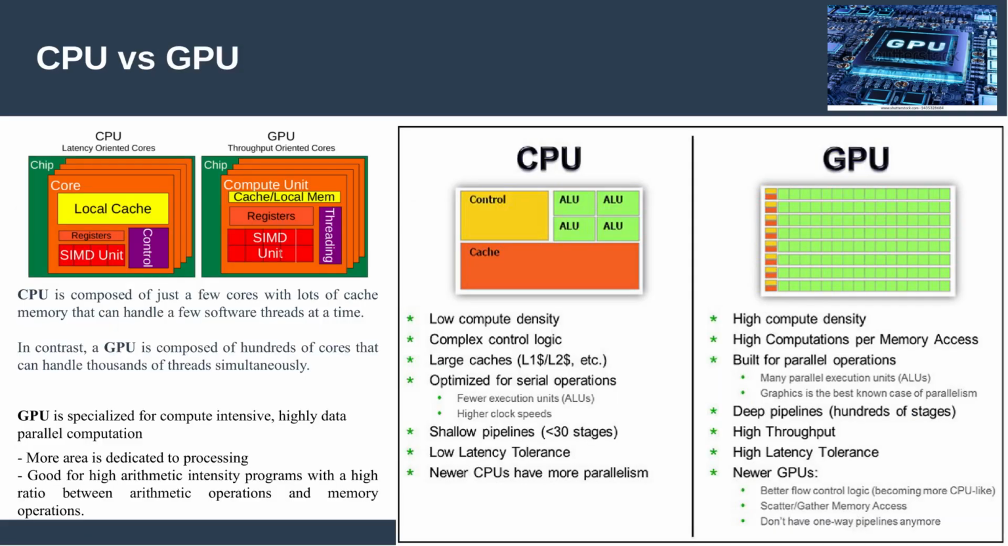Central processing units have a few cores with extensive cache, managing limited threads efficiently. Graphics processing units, with hundreds of cores, excel in handling thousands of threads, ideal for compute-intensive, data-parallel tasks. Graphics processing units dedicate more area to processing, making them suitable for programs with high arithmetic intensity, where the ratio of arithmetic to memory operations is significant.